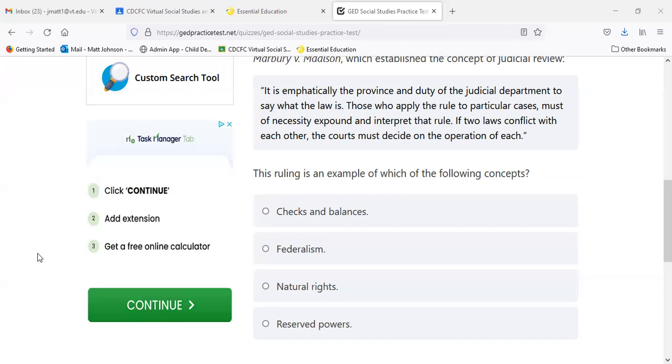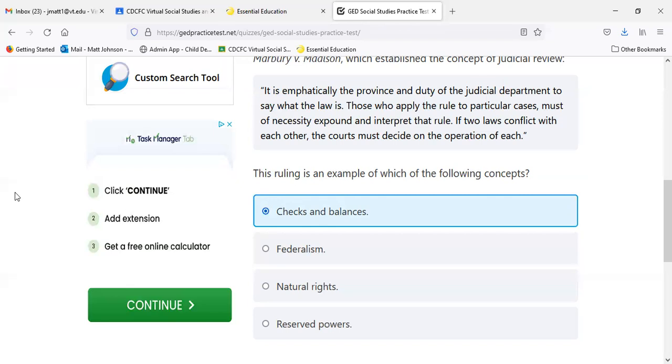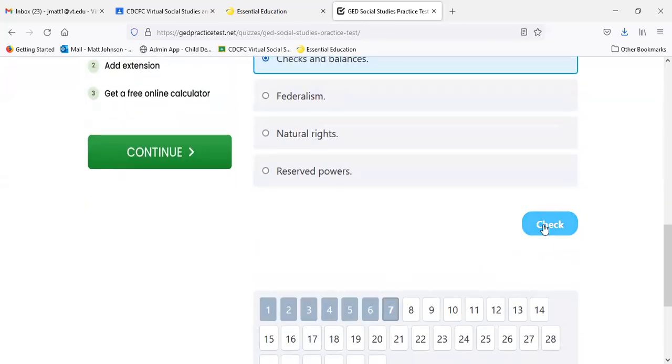Checks and balances. Right, because this is where we get into the situation where the Supreme Court has the ability. If it's talking about judicial review, I think it's going to be checks and balances, because that is their role in governance, making sure that our laws are constitutional. So we'll go with that one there.